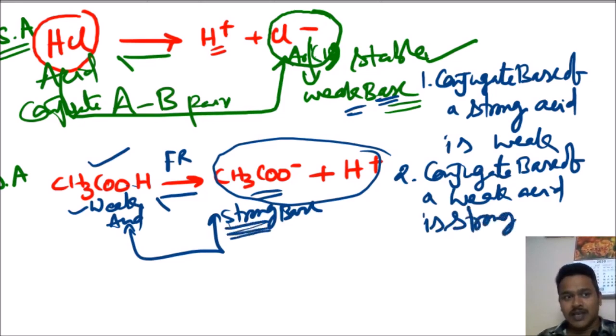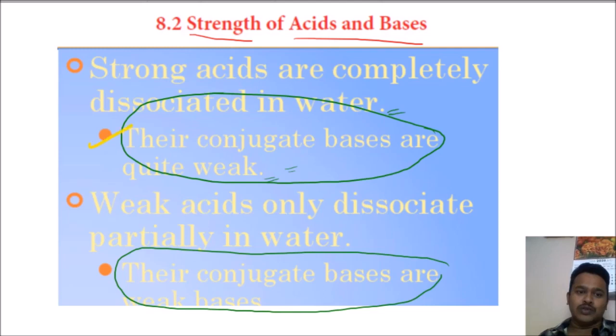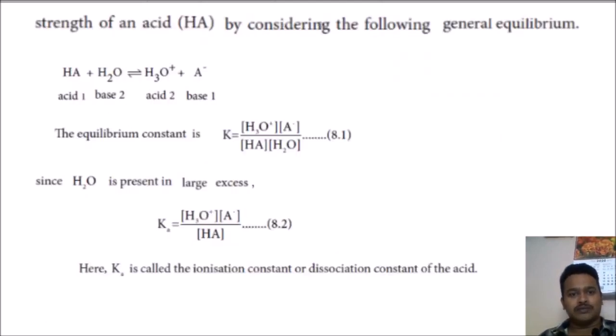Understanding what I am saying? This weak is nothing but this weak, and this strong is nothing but this strong. This weak acid is nothing but this weak acid, and this strong base is nothing but this strong base. That is the meaning of these two, this one and this one. Okay, next one we will go.